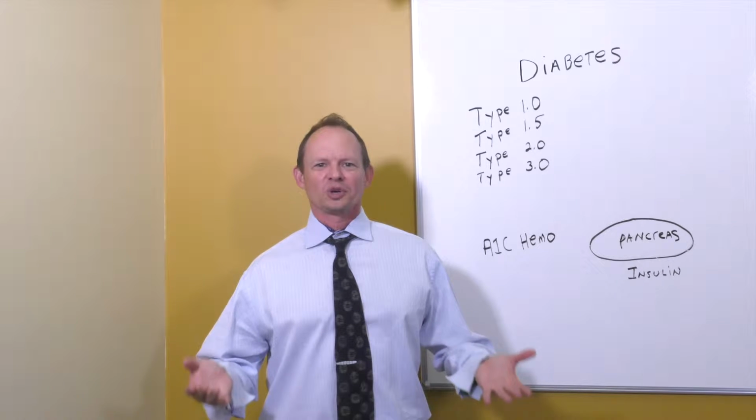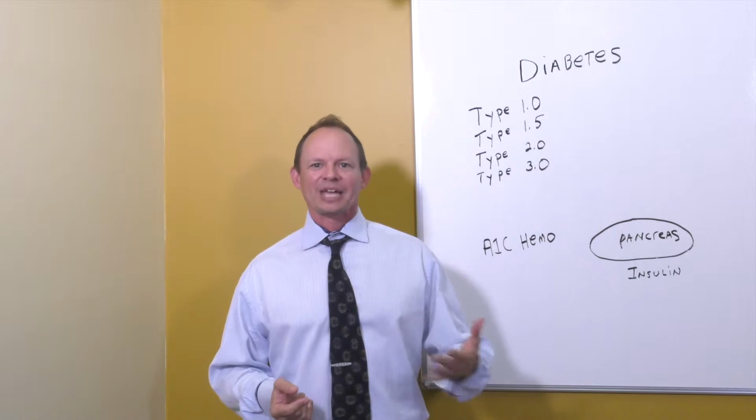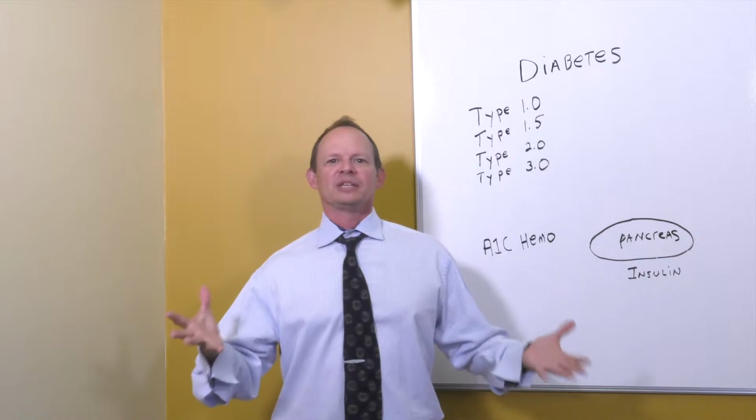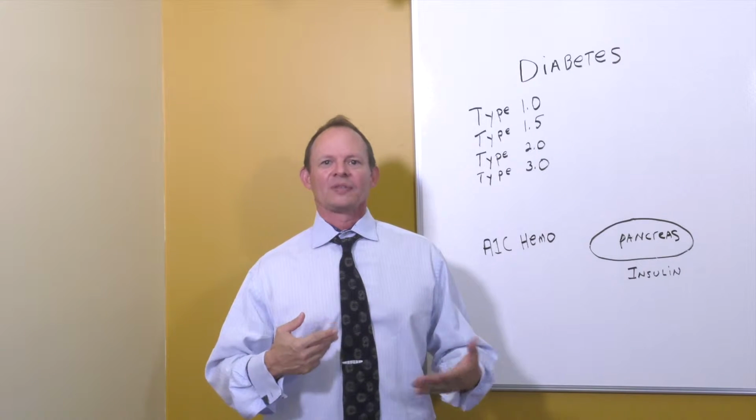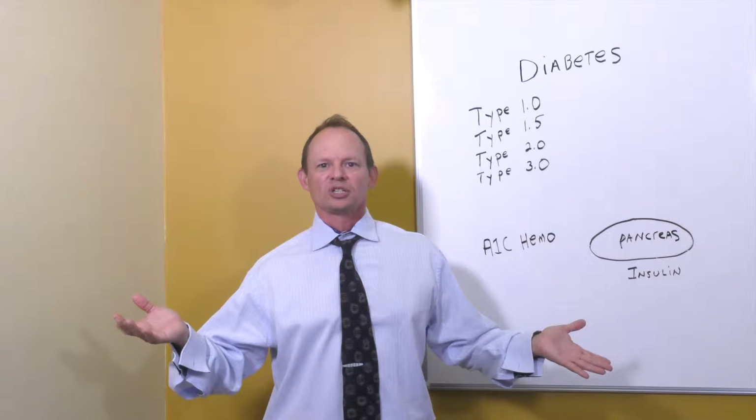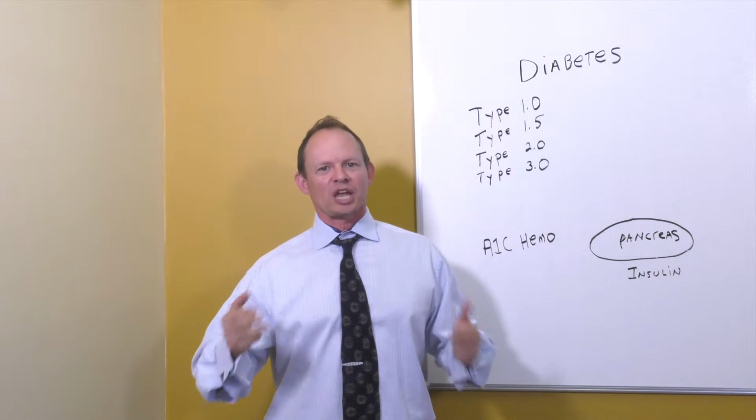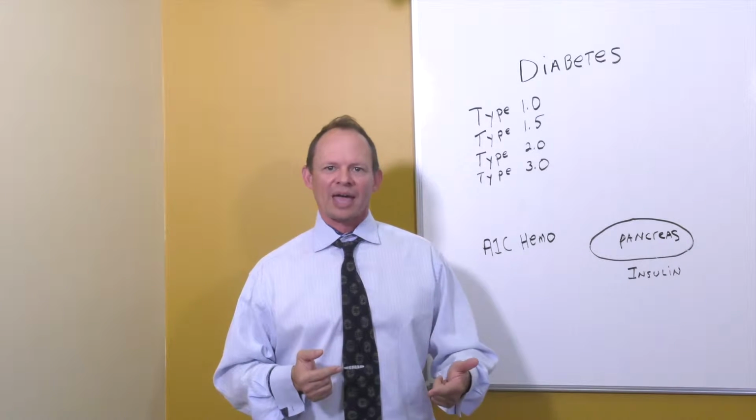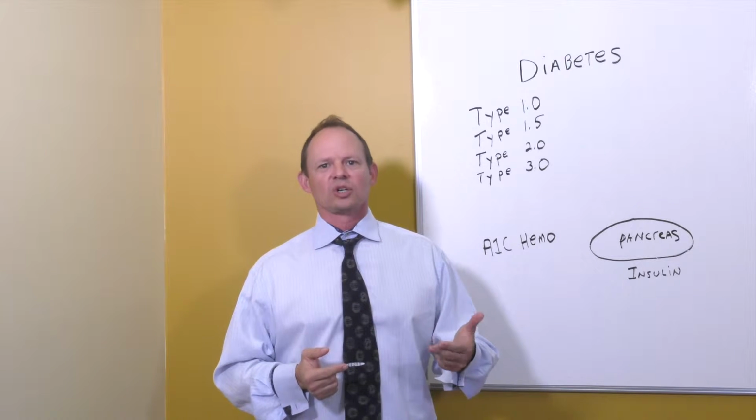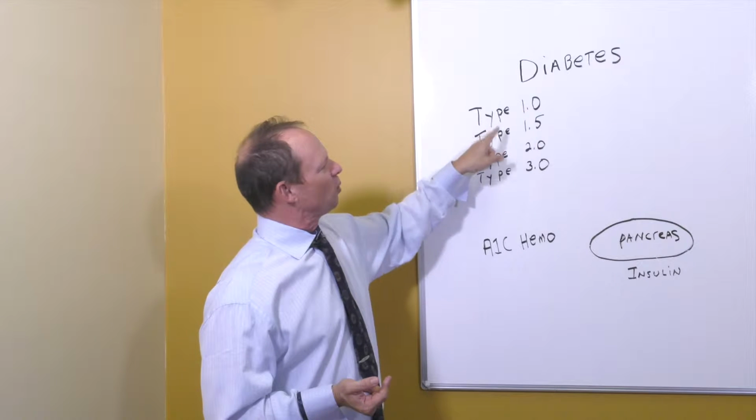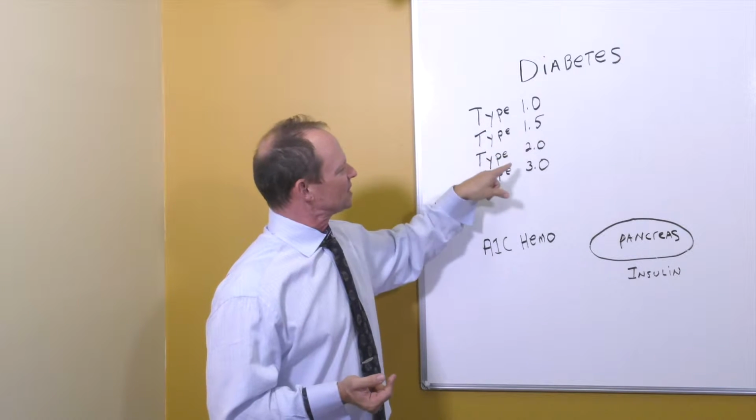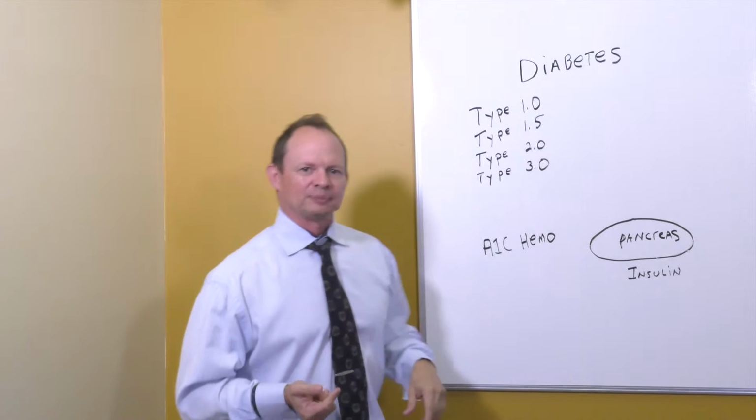Today we're going to continue the course and talk about diabetes. Diabetes is an excess of sugar in your body, in your bloodstream, that causes different types of conditions and diseases. We need to change that and educate you on that, so you can decrease the sugar so you don't cause these problems. There are different types of diabetes: type 1, type 1.5, type 2, and type 3.